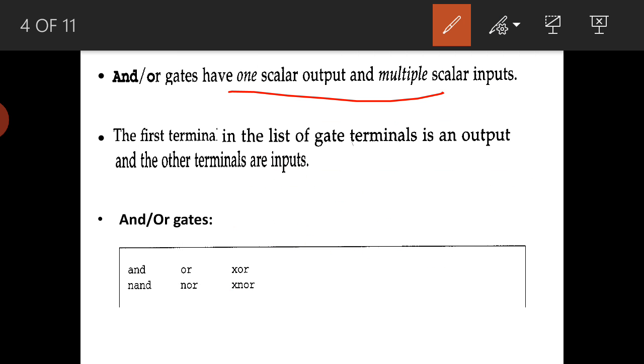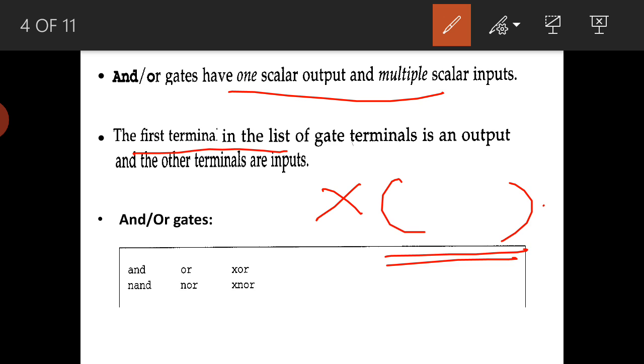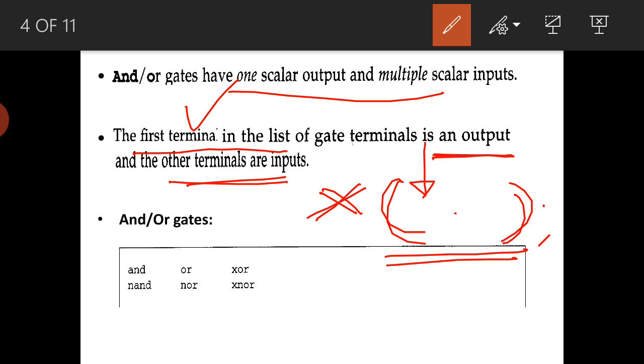And in the terminal list, suppose I am using some gate and mentioning the parameters, the first terminal of the gate should be the output, and the other terminals are inputs. Means if I specify any gate, the first parameter will be the output, followed by the inputs. So in the parameter list, always first is the output, next are the inputs.